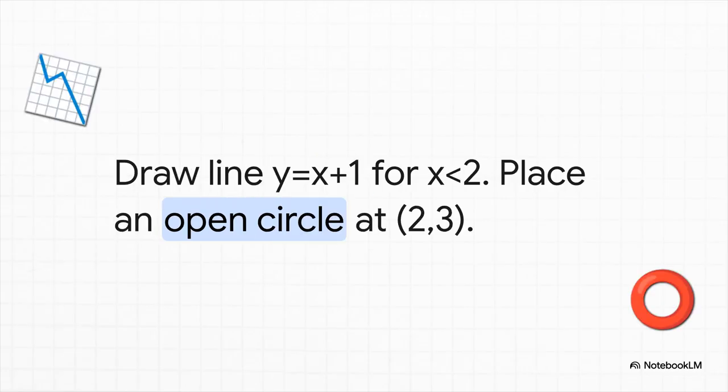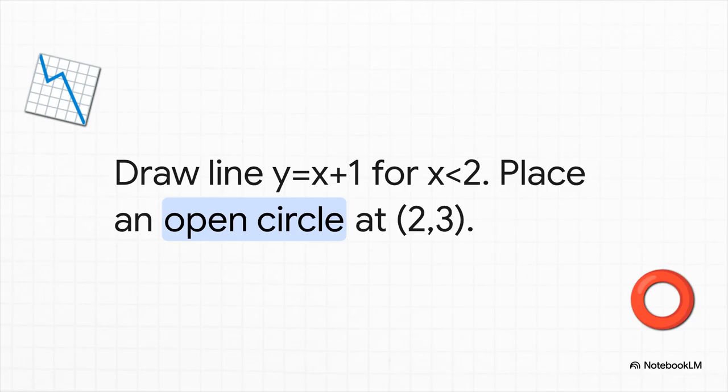Starting with step 1, we graph that first piece. We're going to draw the line y equals x plus 1. But remember our gatekeeper. We only draw this line to the left of x equals 2. Imagine an invisible vertical boundary right there at x equals 2. We literally stop drawing when we hit it.